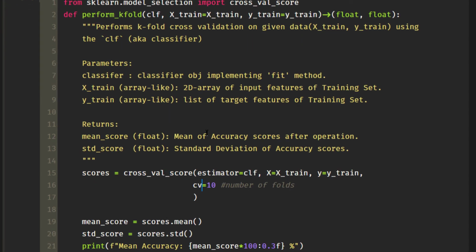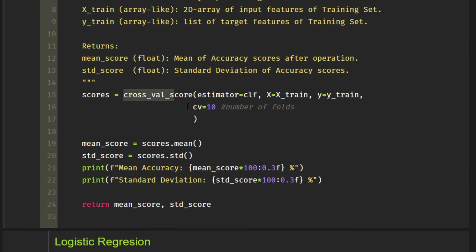Okay, so that's why I've created this function. It takes my classifier, it takes the training set, and this cross-val score function of scikit-learn performs K-fold cross validation and returns me all the scores of the different classifiers trained. If K's value is 10, generally this CV represents the number of folds, it will return 10 accuracies of 10 different models trained. For example, it will train 10 different kernel SVMs and return me the scores of each and every SVM.